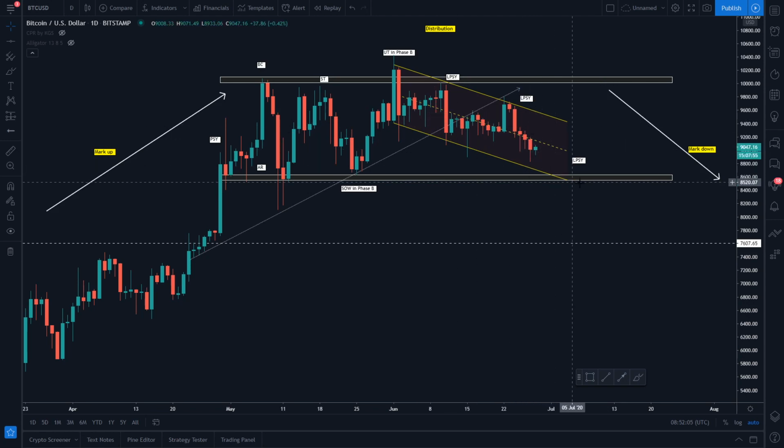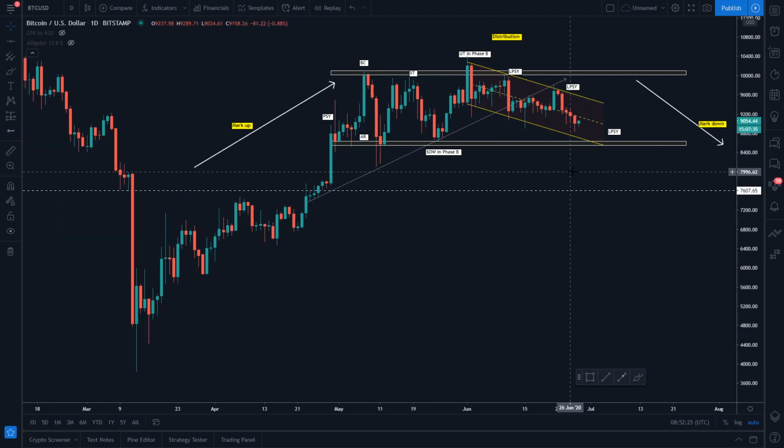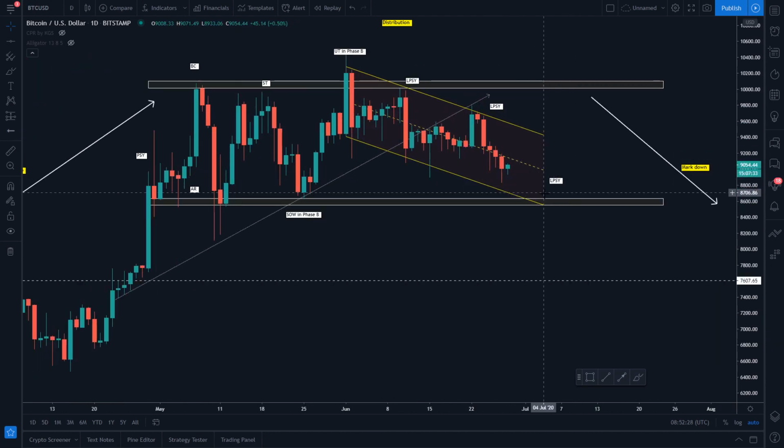Right now, this price correction is very normal because we have been in an uptrend for months now. So this price correction is very normal. If this is going to end around this particular area, it's completely fine. If the price is going to break below this 8,600 to 8,500 level, that's the time when we are going to switch our opinion.